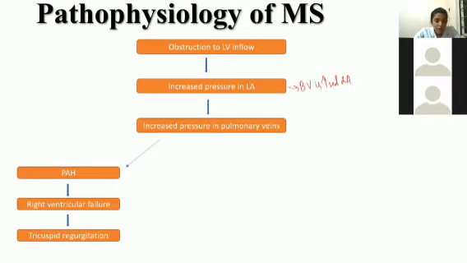So it started from the mitral valve. Obstruction to the left ventricular inflow, increased pressure in the left atria, pressure in the pulmonary veins, then pulmonary artery hypertension happened, then right ventricular failure. Due to right ventricular failure, tricuspid regurgitation will also follow.